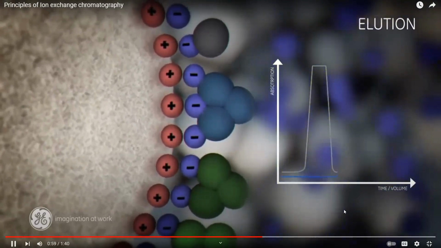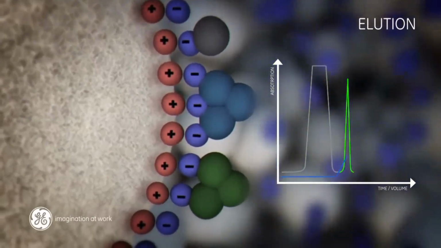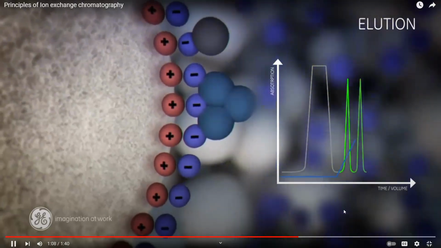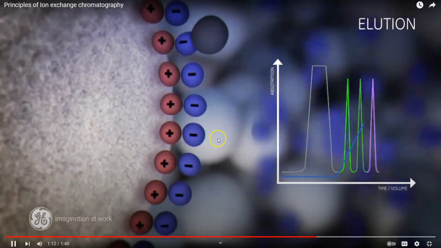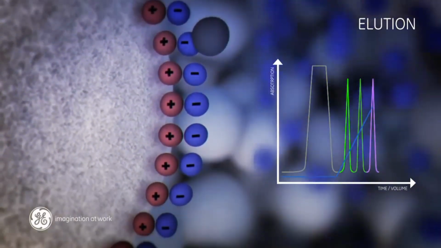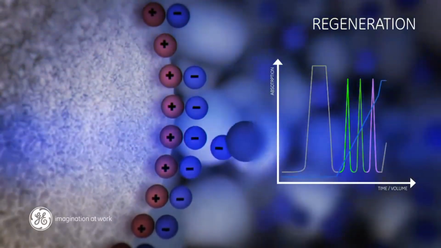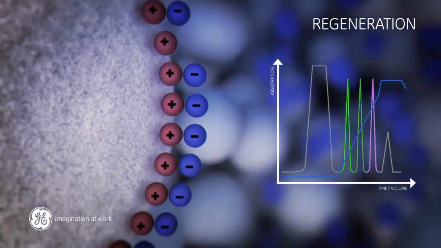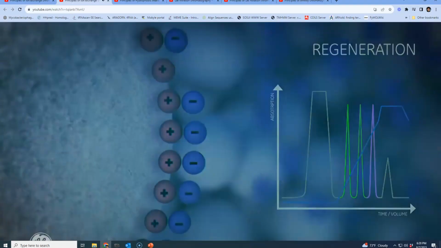Elution. Biomolecules are released from the ion exchanger by a change in the buffer composition. A common way is to increase the ionic strength with sodium chloride. Proteins elute relative to the number of charged groups on their surface. The final step, regeneration, removes all molecules still bound. This ensures that the full capacity of the stationary phase is available for the next run.